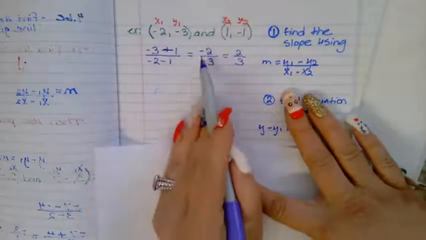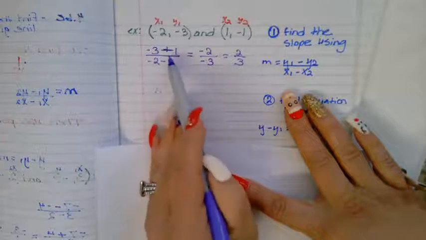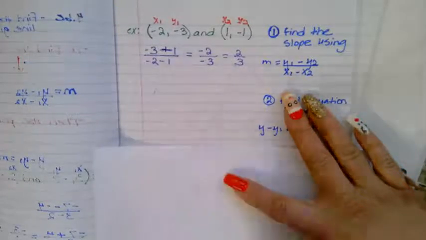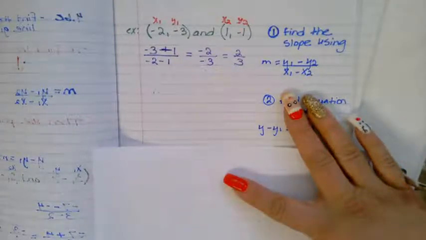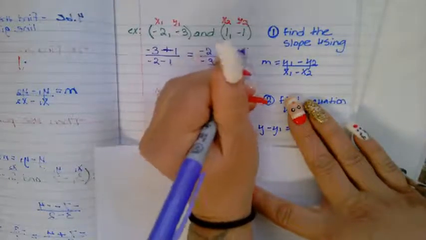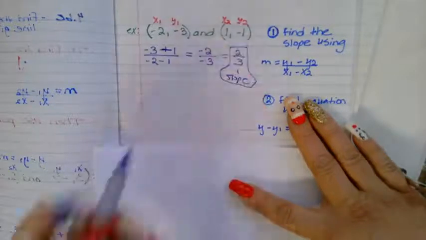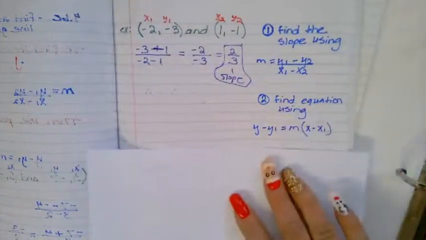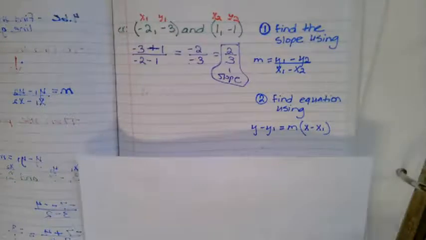Whenever you have the two negatives like that, it's going to turn into a positive, like we did over here. So we're going to have a 2 over 3 as our slope. So this is our slope. Now we can use that to do this equation. So let's start plugging in.